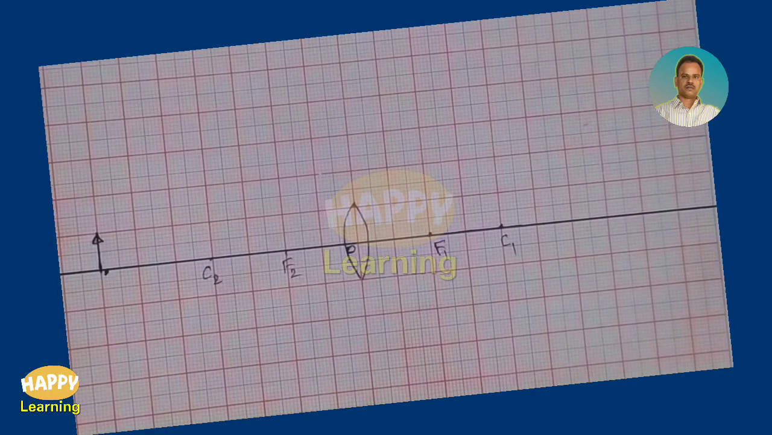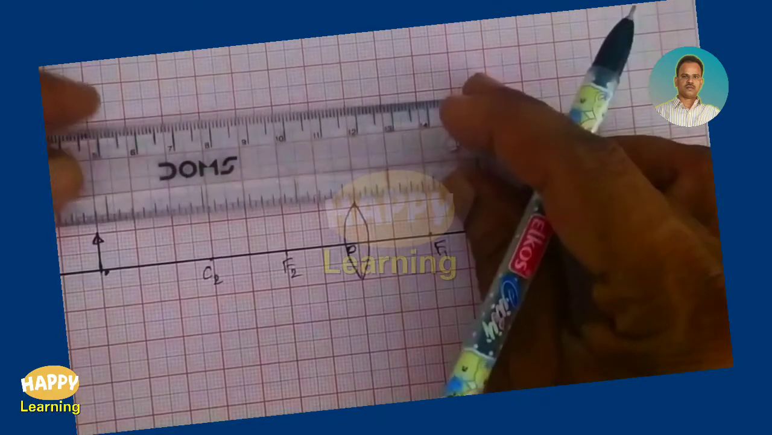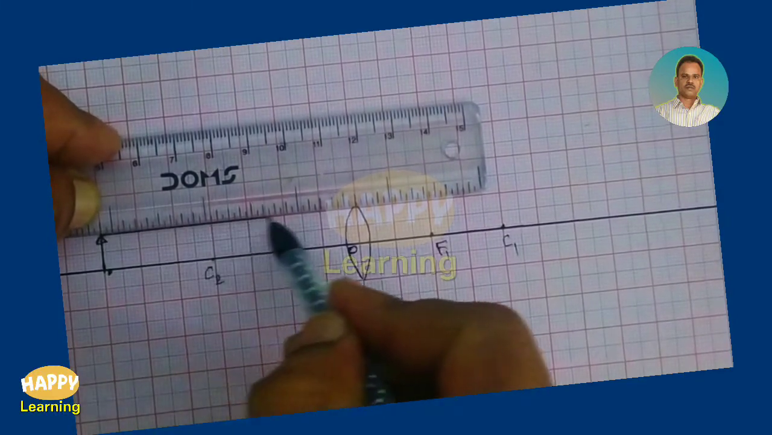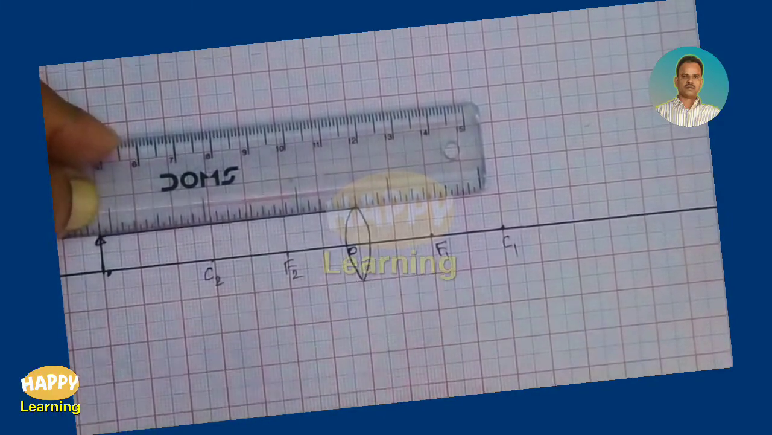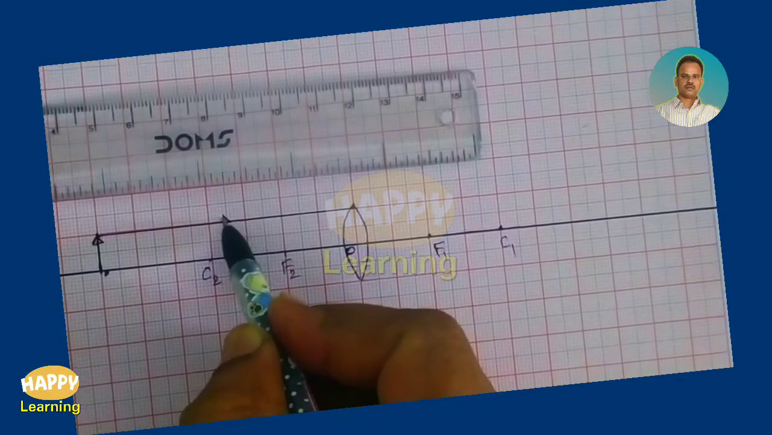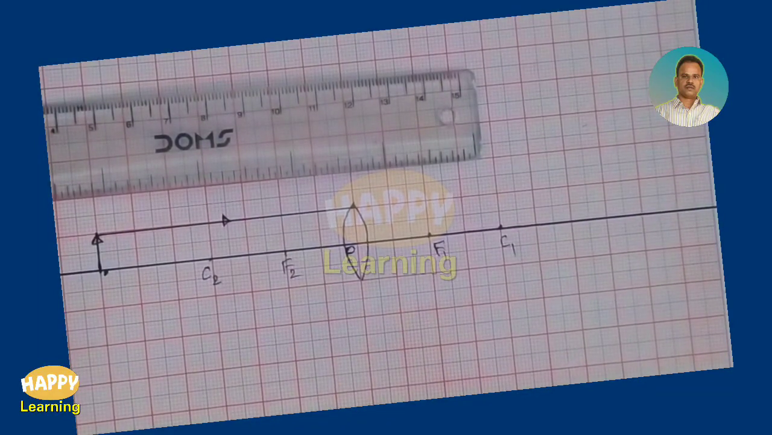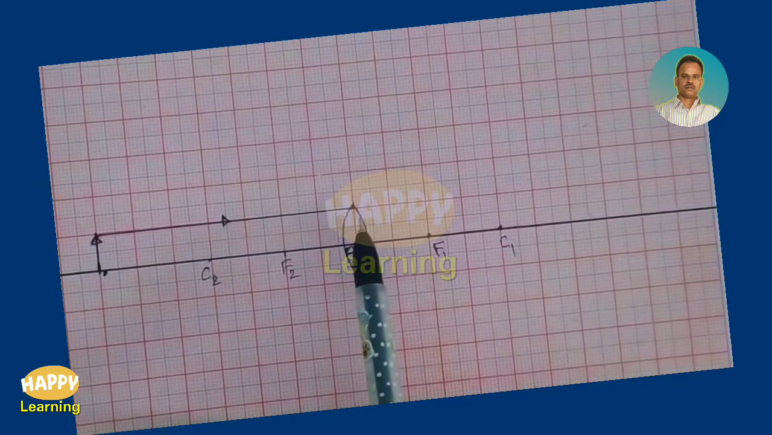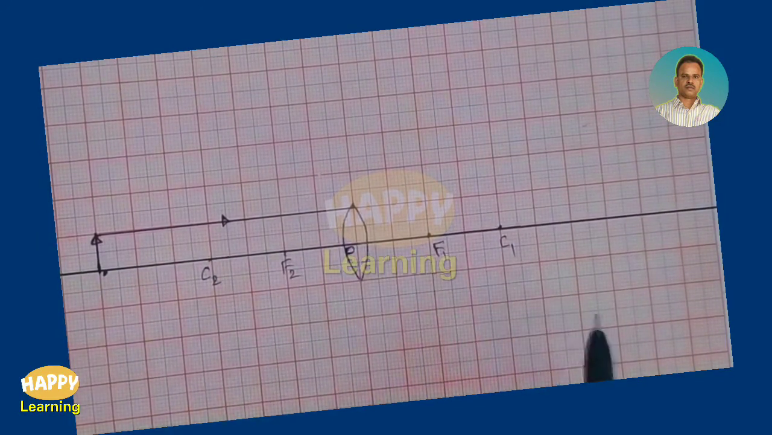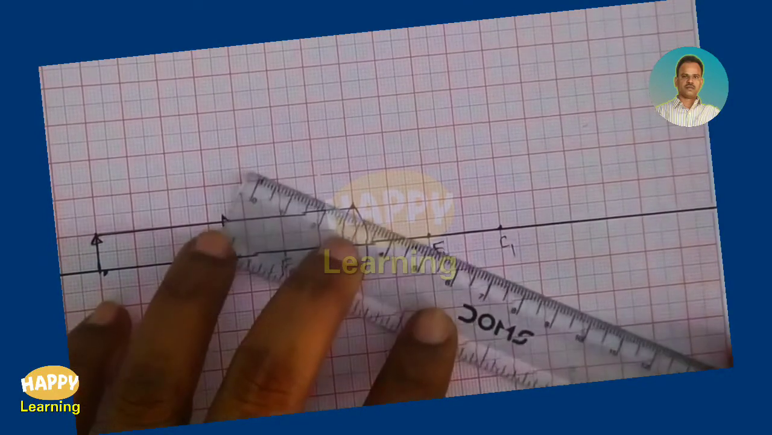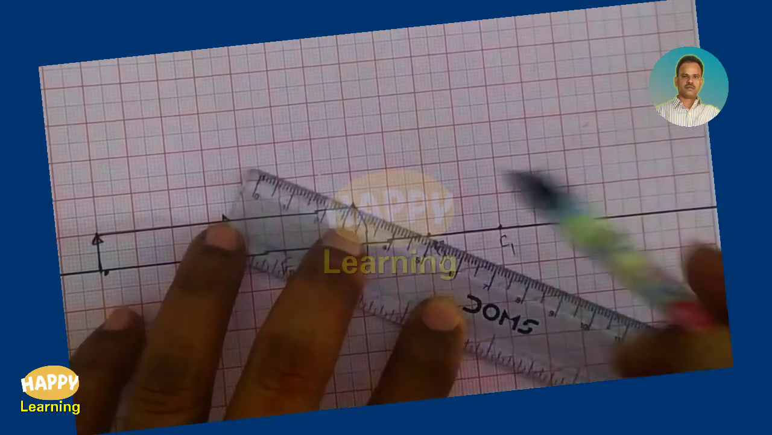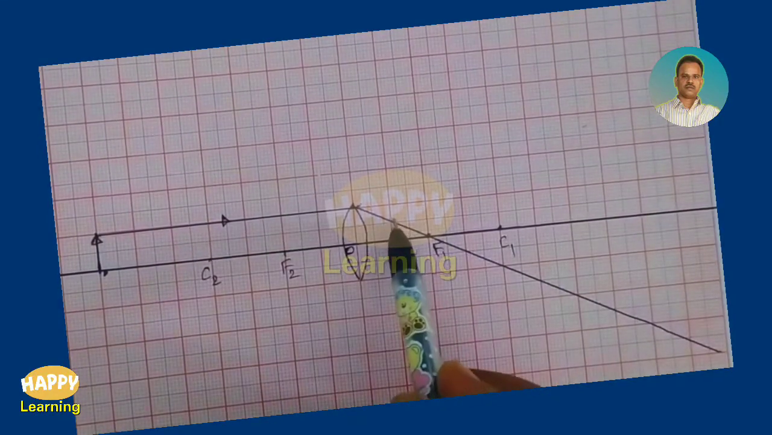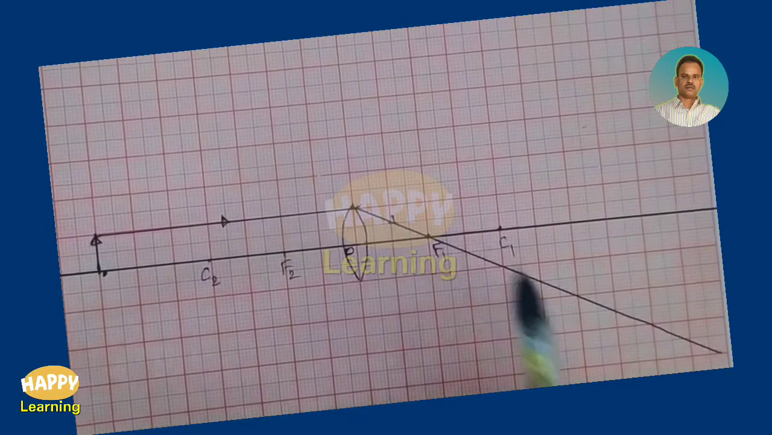Now select two rays. One ray is selected parallel to the principal axis. Because it is parallel to the principal axis, after passing through the lens, it should pass through the focus. So according to the rule, it should pass through the focus. So this is the emergent, or you can say refracted ray.